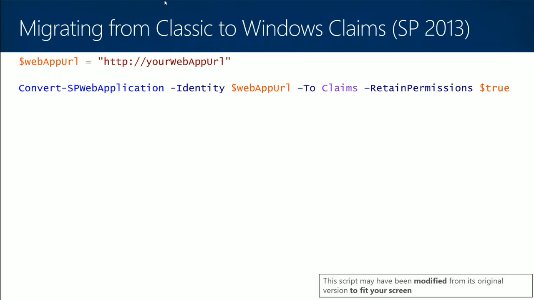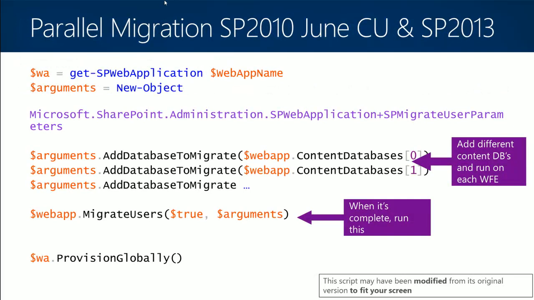There's the difference. 2010 was more script than 2013. If you are running on the June CU, you can do parallel migration, and here's the script to do it. If you want more write-up of what actually happens behind the scenes, Steve Peschka has a blog post out there that talks about the content migration.